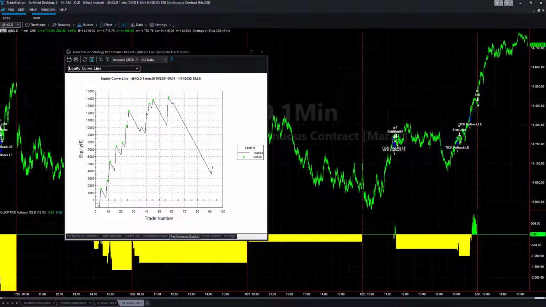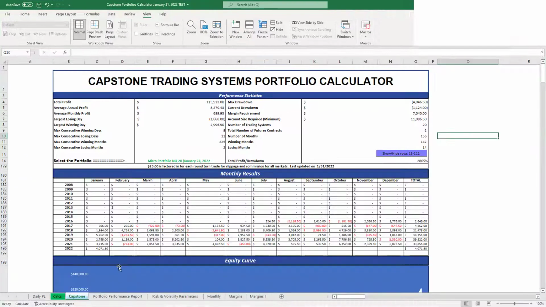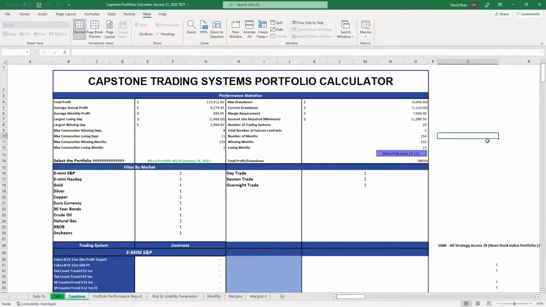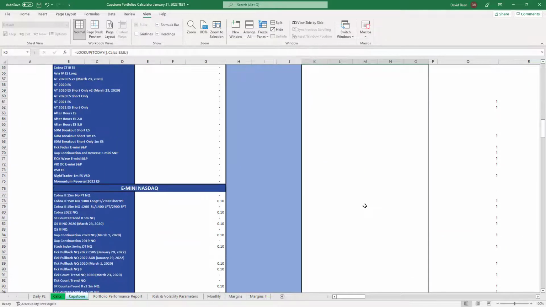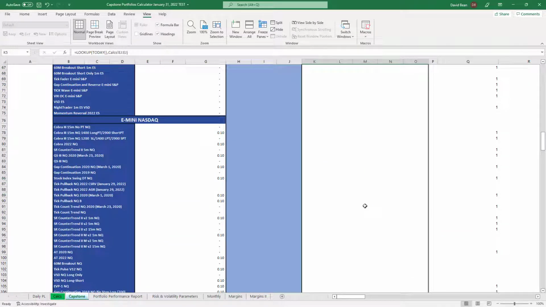If you take a look at the portfolio calculator, I've added these two strategies in this list. And here is the current micro 20 NQ portfolio. It's 2865 total profit over drawdown. Max drawdown since mid-2016 is about 4,045, trading one micro on 20 different strategies. Current drawdown showing 1124, and then you can go down here and take a look at these strategies. Tick, pullback, NQB, and then you can take a look at the two strategies that I've added right here.